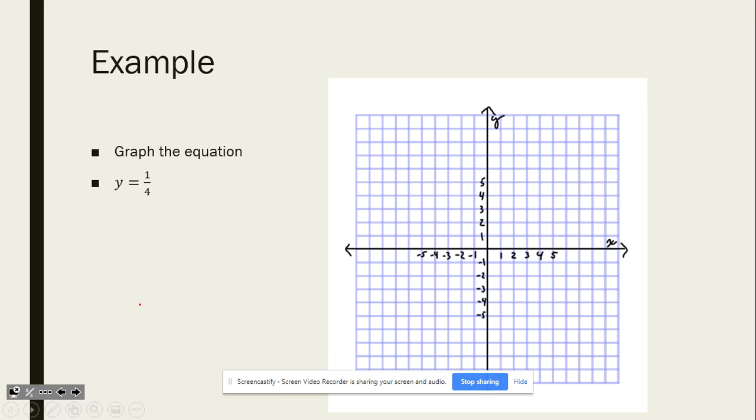Second example for you. Pause the video at this point to give yourself a chance to try it on your own. y equals 1/4 suggests that this will be a horizontal line.